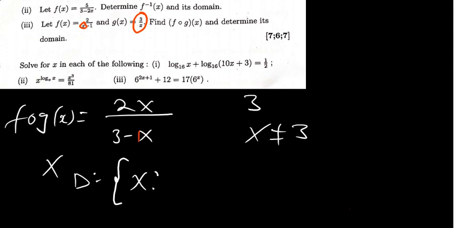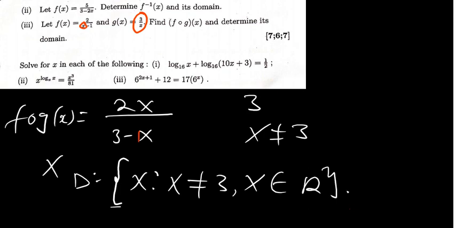We have found the domain already, right? Where we said x is not equal to 3, negative 3 or 3? 3. So the domain is going to be x such that x is not equal to 3, but x is a member of all real numbers. Does that make sense?